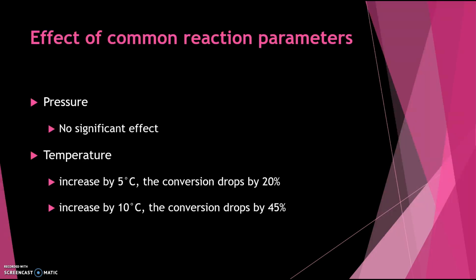We looked at some common parameters and how they would affect the reaction. Pressure had no significant effect on the reaction. Temperature, on the other hand, greatly affected the reaction. If we increased the temperature by 5 degrees C, the conversion dropped by 20%. If we increased the temperature by 10 degrees C, the conversion dropped to about 45%.